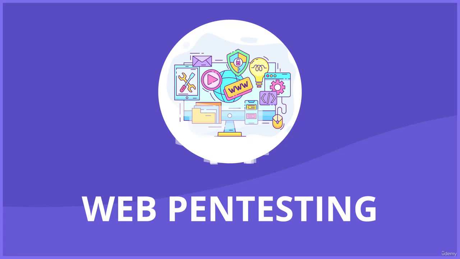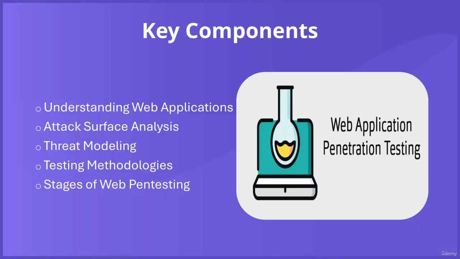All right, my friends, welcome back. So we have to first define what is web pen testing. Now, you also might know it as web application penetration testing, but it's basically a systematic process of evaluating the security of web applications by identifying and exploiting any vulnerabilities. So we're aiming to uncover potential weaknesses that malicious actors could exploit to compromise the confidentiality, integrity, or availability of the application and any of its data.